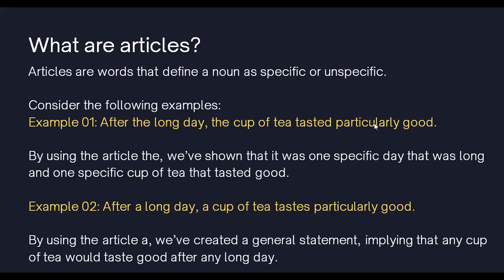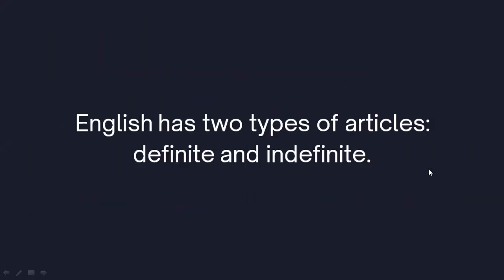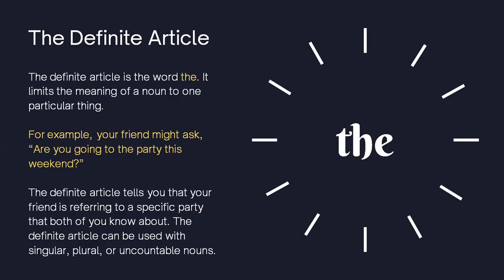So simply understand there can be specific articles and there can be unspecific articles. So we are going to look at it one by one today. So here is a simple example. Now let's look at the definite article and the indefinite article, the two types of articles. English has two types of articles, called the definite article and the indefinite article. The definite article is the article that we refer to as "the", right?